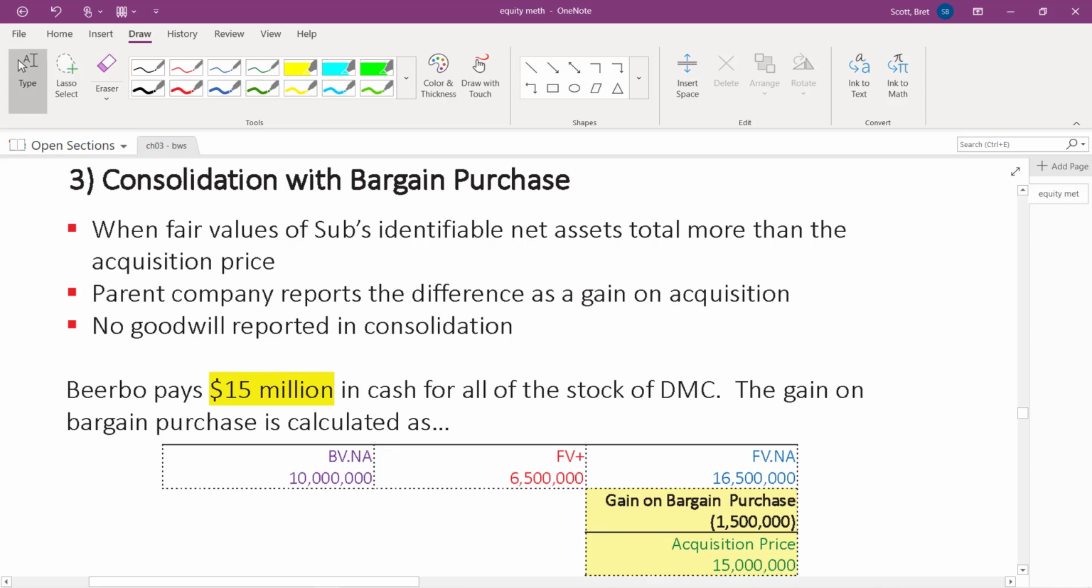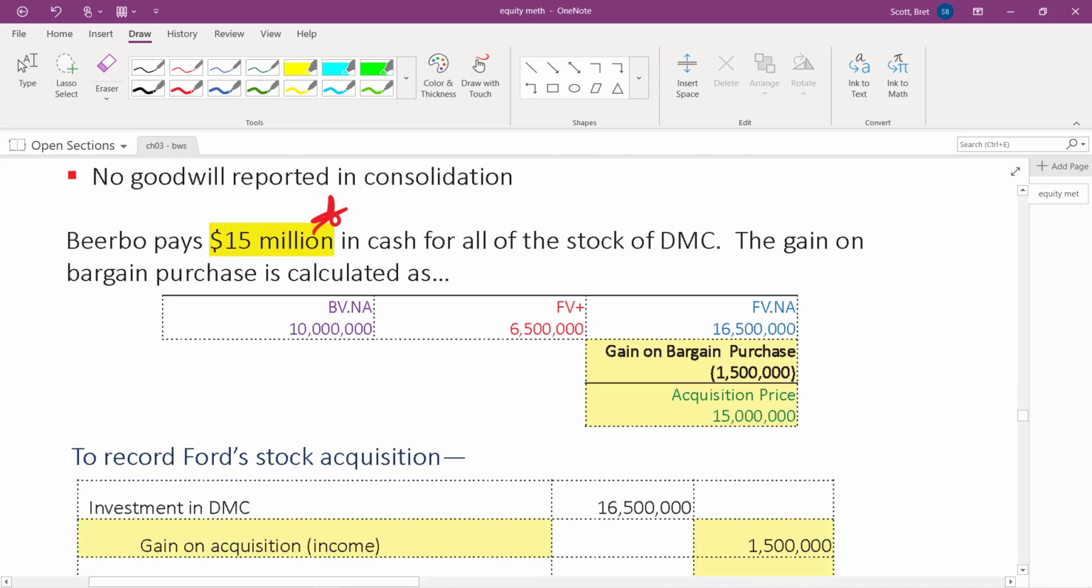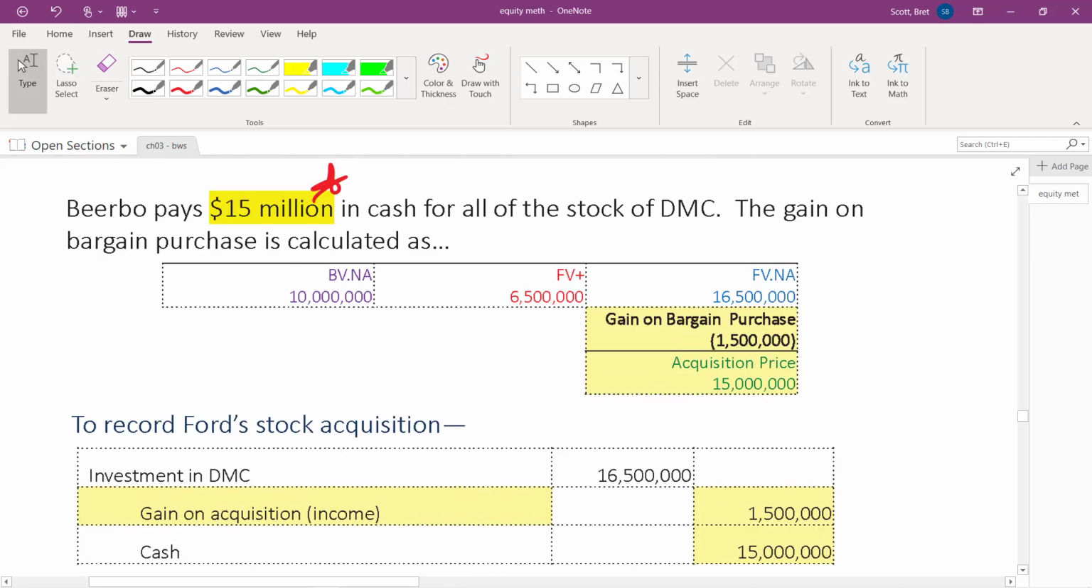Now, what if we have a situation where there's no goodwill, it's a gain on bargain purchase. There was a bargain purchase. This company is in distress, they need our help, we're coming in, but we're only going to pay them $15 million. Why? Because we're dicks. No, we're not. We're just saying, hey, that seems to be a fair value to pay for the company. The book value is still 10, 6.5, 16.5. That hasn't changed, but the acquisition price has gone way down, which has completely squeezed out our goodwill to the point where, hey, we actually have a gain. This is a hell of a deal, right?